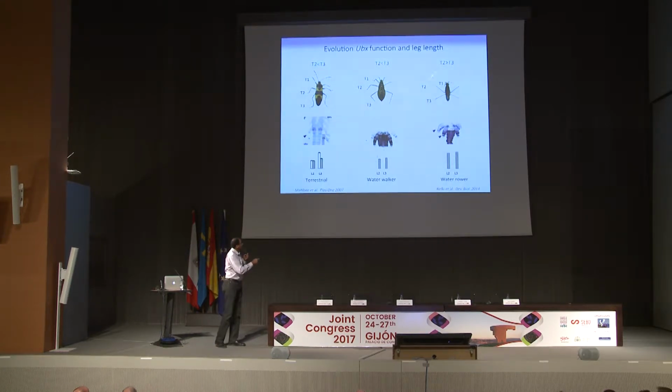What was really surprising to us is that in this species here, which has the same pattern of expression, the knockdown will make the second leg shorter, but it will make the third leg longer. So we have opposite effects of the knockdown in the two adjacent segments.